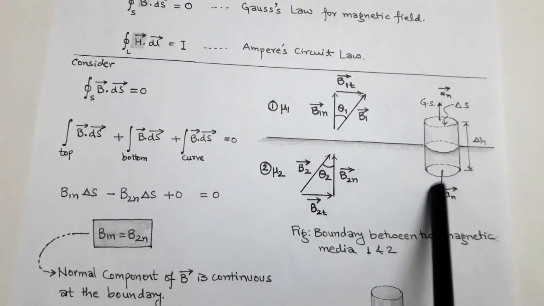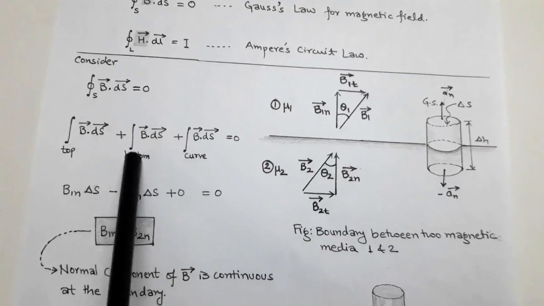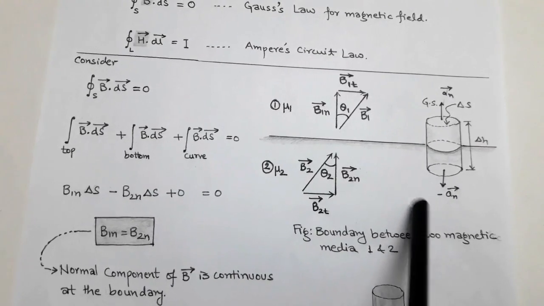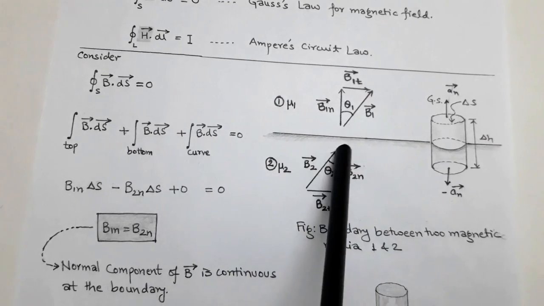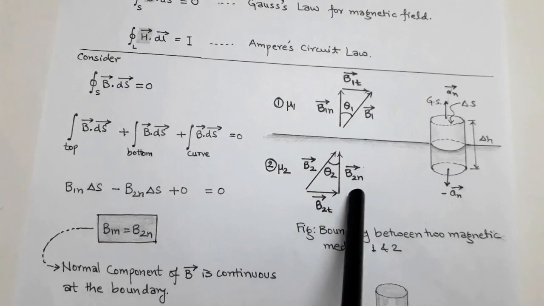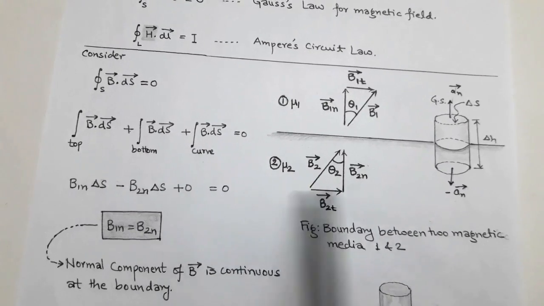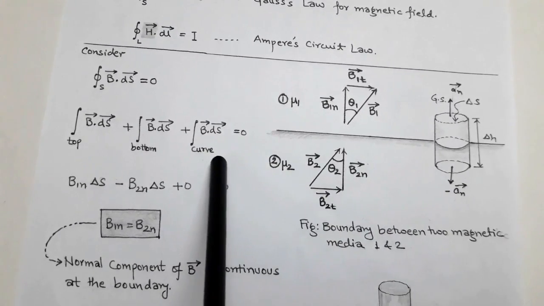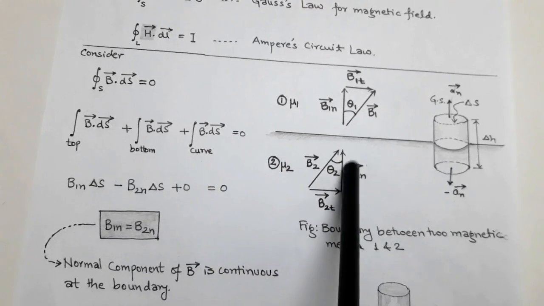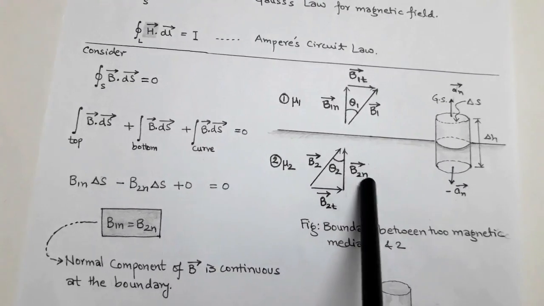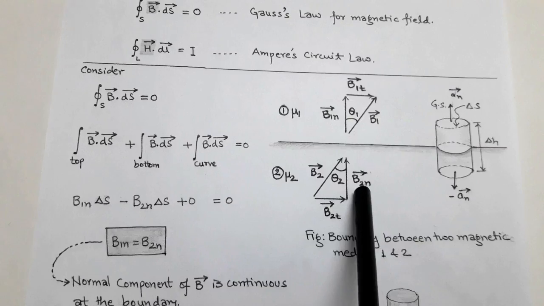Bottom surface, here the direction of this bottom surface is towards the negative direction of B2n. So the second integration is minus B2n into delta s, because this has a normal direction that is opposite to B2n, the normal component of B2.